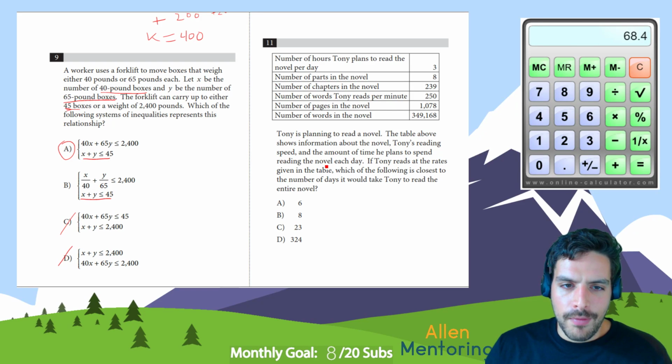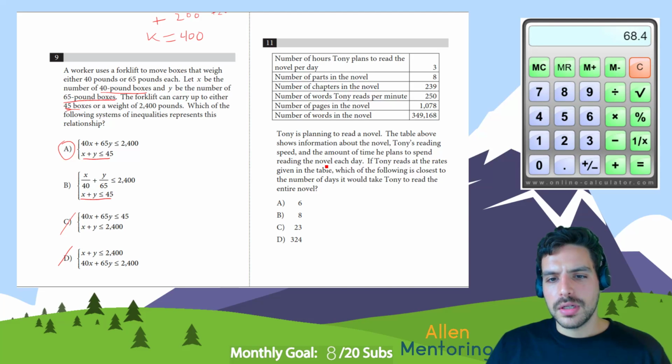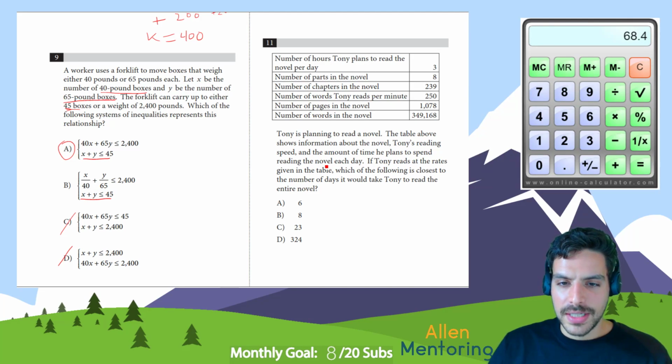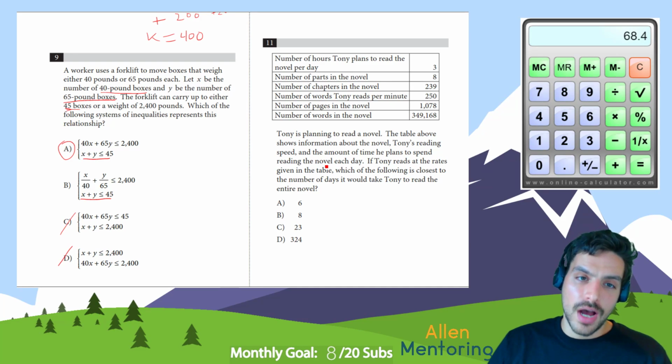Tony is planning to read a novel. The table above shows information about the novel, Tony's reading speed, and the amount of time he plans to spend reading the novel each day. Tony reads at the rates given in the table. Which of the following is closest to the number of days it would take Tony to read the entire novel?